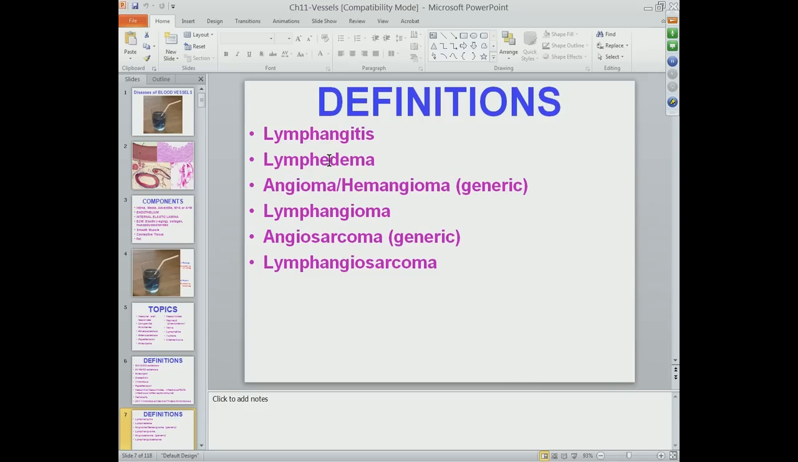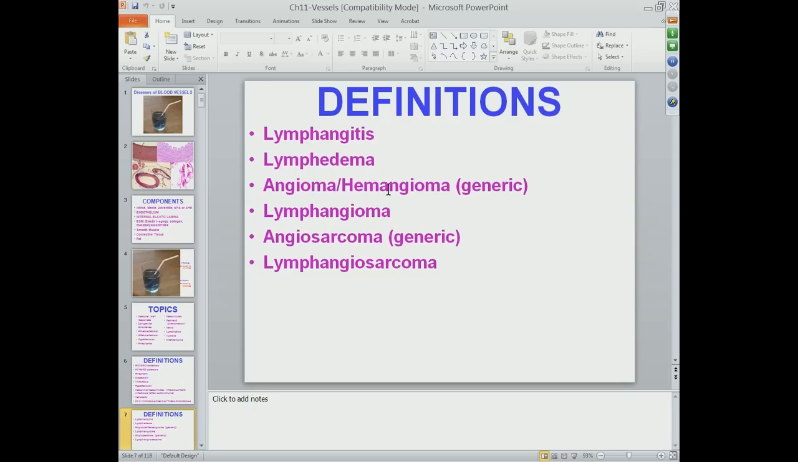Lymphedema, we've seen several examples of already. Anything which injures a lymphatic vessel, such as inflammation or filling up with tumor cells or radiation or trauma from surgery, would result in the accumulation of fluid proximal to those channels, and that's called lymphedema.